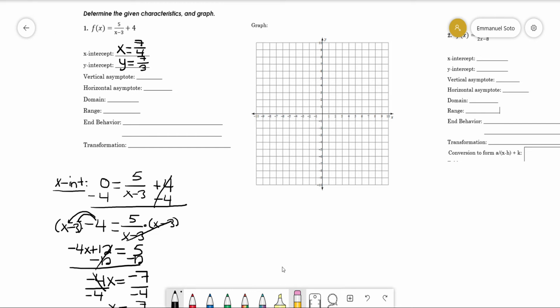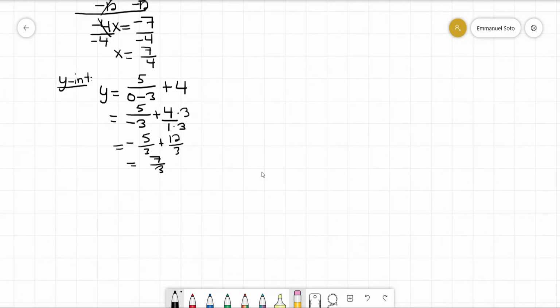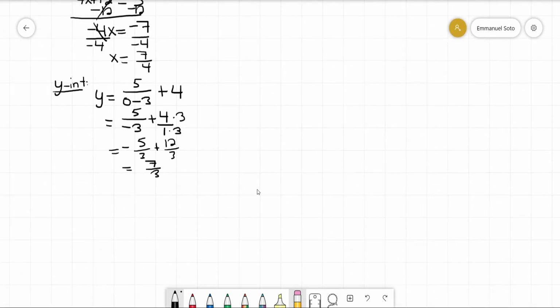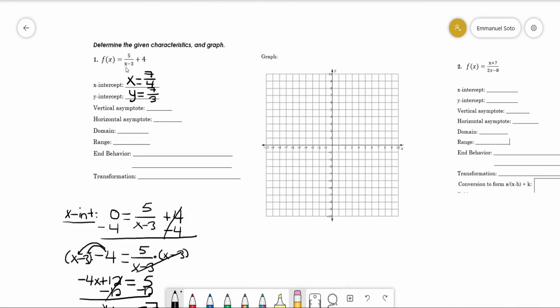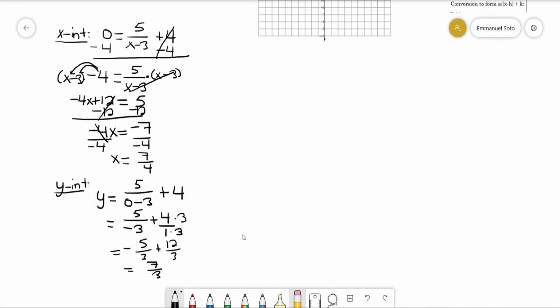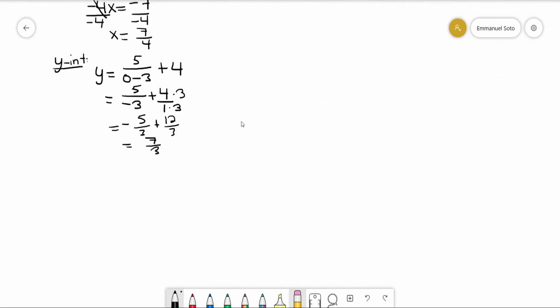Now let's look at the vertical asymptote. So remember, the vertical asymptote is when you want to set the denominator to 0. So here in this example, the denominator is x minus 3. So we're going to go ahead and set that to 0. And the only value that makes this 0 is going to be x equals 3. And that's our vertical asymptote.